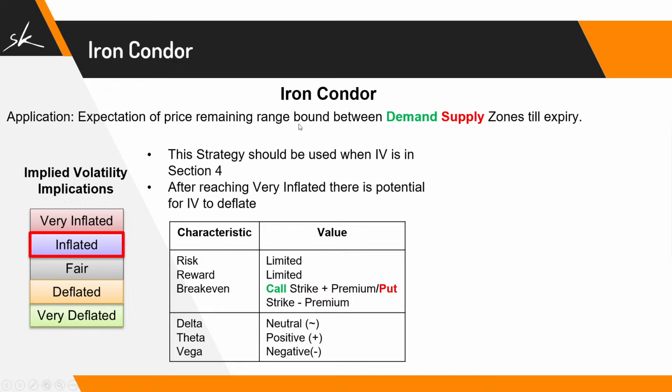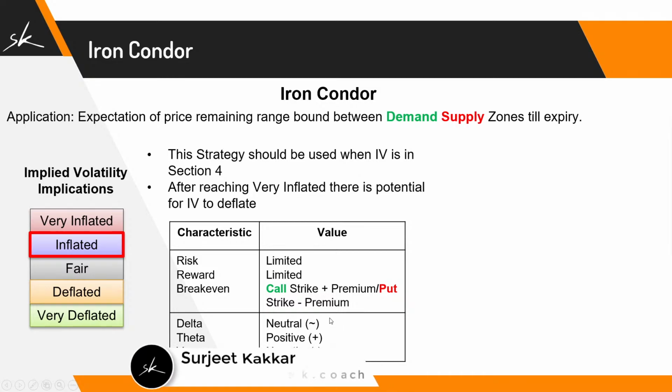So what will be the characteristics of iron condor? Your risk will be limited, your reward will also be limited. Risk will be limited because we'll be adding those offset units, which will make your risk limited, and reward will be limited to the premium you're collecting. And what are your break-even points? Your call strike plus the premium, and your put strike minus the premium you have collected, will be your break-even points. It is a delta neutral strategy, and theta would be positive because we are selling options. Time will be our friend, and it will be Vega negative.